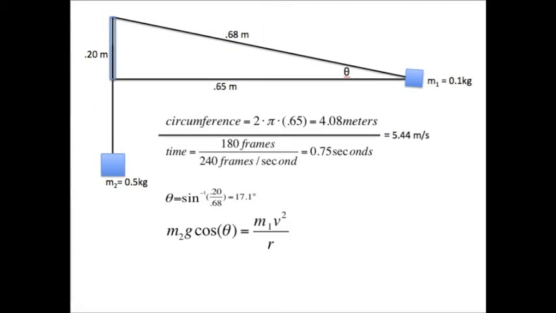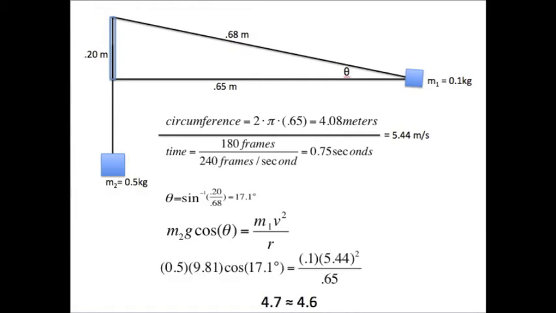As we previously showed, M2g cosine theta is equal to M1 v squared over R. When we plug all the numbers in, we find that both sides of the equation nearly equal each other. You can see that it's not exact, but it does show that the principles of circular motion hold true.